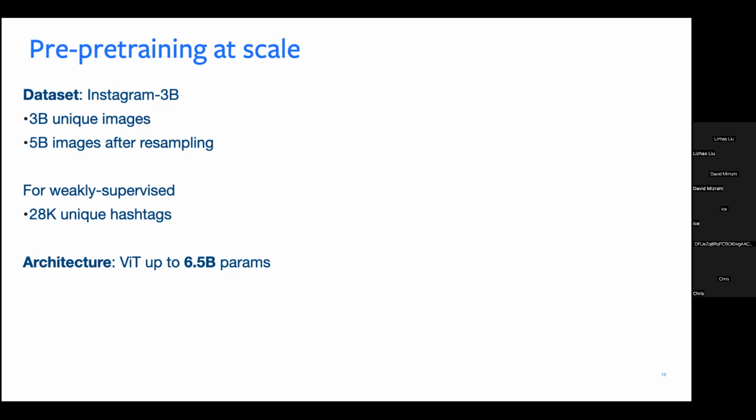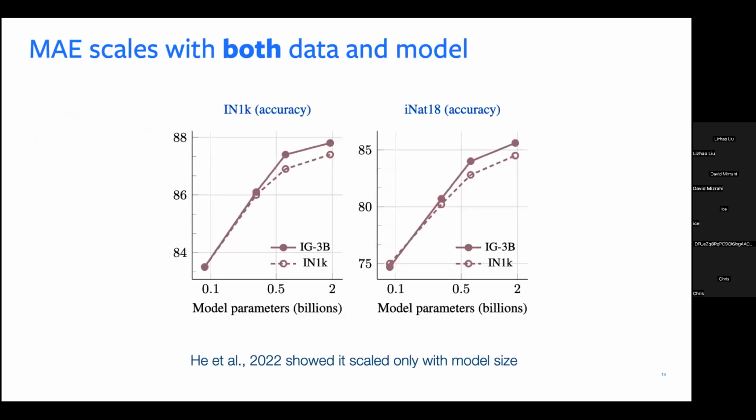The first finding we have is that, just in the pre-training stage, the MAE method scales with both data and model sizes. If you recall, the original MAE paper shows this just for scaling a ViT model on ImageNet itself, and does not really scale across the data axis. We find that it actually scales quite well across the data axis as well.